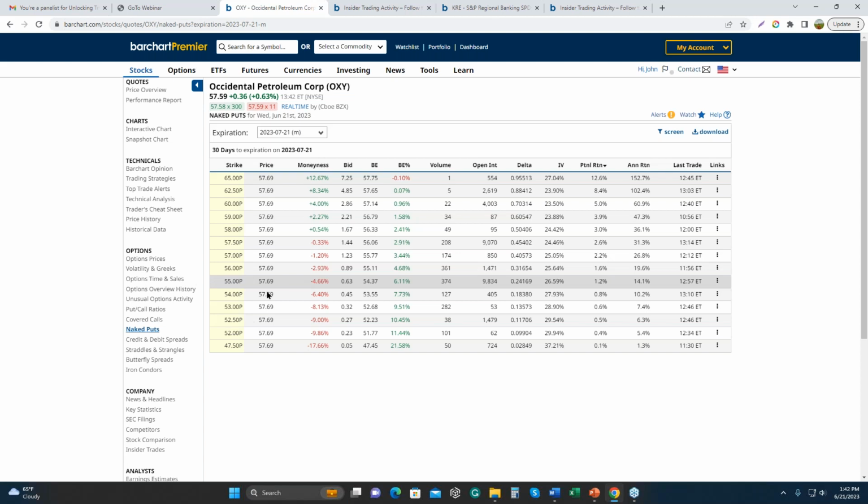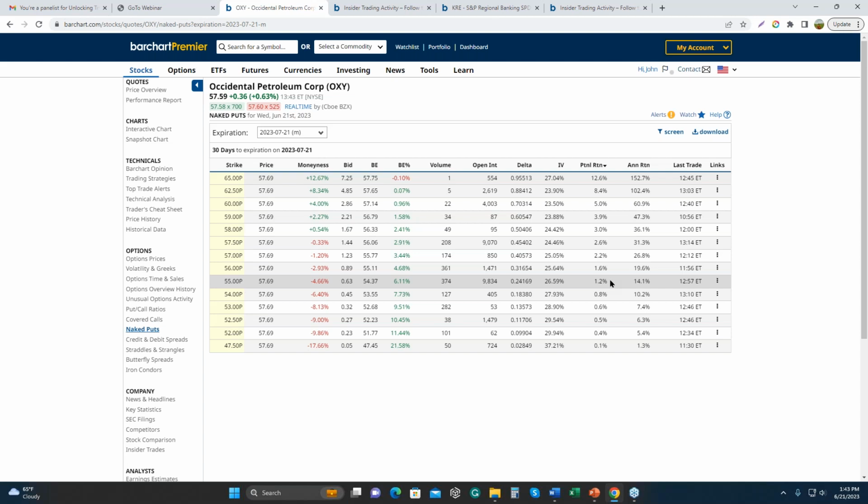So let's look at the $55 put. Well, today, the $55 put bid is around 63 cents. And if I did the July monthly, which is 30 days to expiration, I'm going to collect, as long as Occidental doesn't go below, let's say, $55, which my break even would be $54.37, a value below where we believe Mr. Buffett would probably be buying. I'm going to make 1.2%.